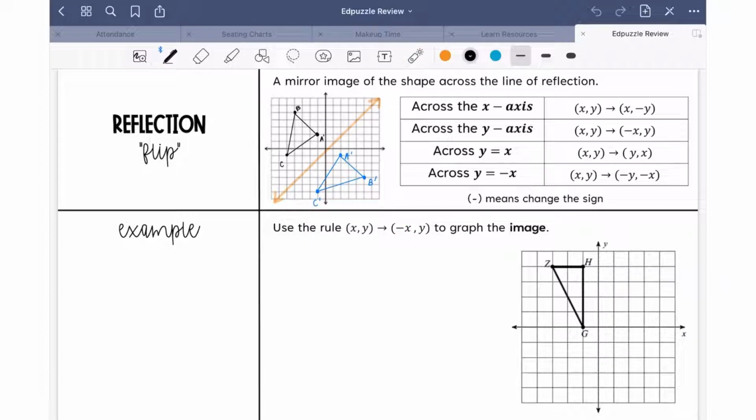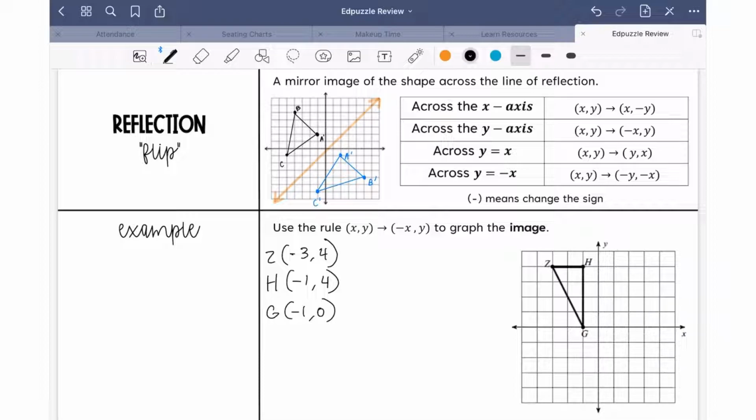So I'm just going to start by naming the points first and finding those coordinates. So let's start with Z. Z is at -3, 4. H is at -1, 4 on my grid. And G is at -1, 0. Okay, so those are the original.